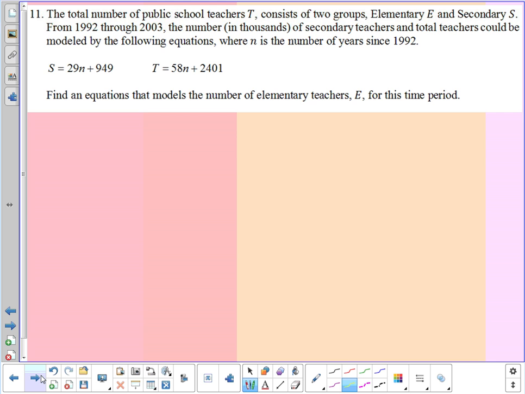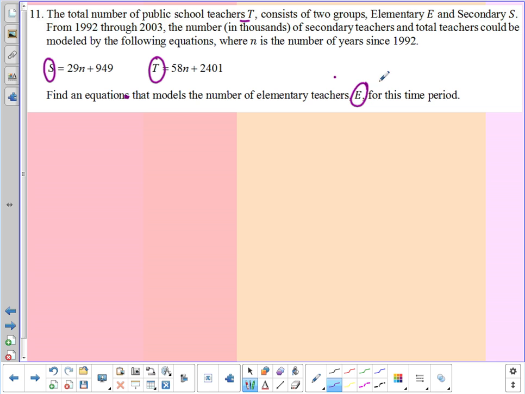Number 11, the total number of public school teachers, T, consists of two groups, elementary and secondary. From 1992 to 2003, the number in thousands of secondary teachers and the total teachers could be modeled by the following equations, where n is the number of years since 1992. So here are my secondary teachers. Here are my total teachers. Okay. Now we want to find an equation that models the number of elementary teachers for this time period.